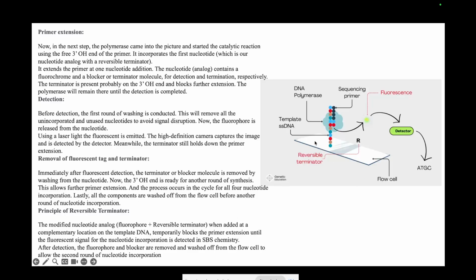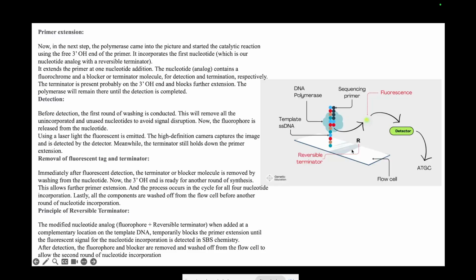So this is how it looks. You have the template DNA. This is your DNA polymerase. This is the initial primer. Then you're adding one base after another. So one base has been added. Fluorescence has been emitted. You have captured this using the camera, which is a detector.